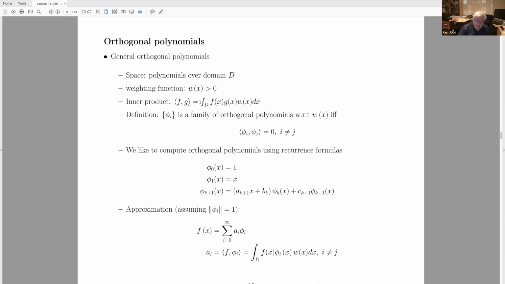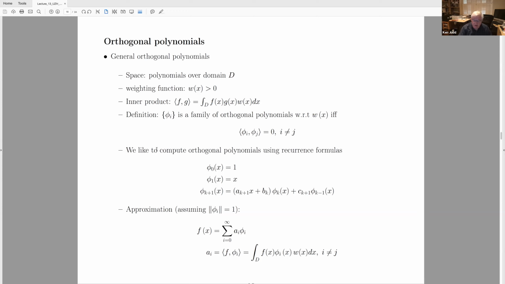Now, by the way, notice that this inner product looks a bit like a covariation between two functions f and g. And in fact, it really is the analog of covariation. Now, that would define the inner product. We define now this concept. Phi i is a family of orthogonal polynomials with respect to w(x) over the domain D, if and only if the inner product is 0 for any two distinct members of that family.